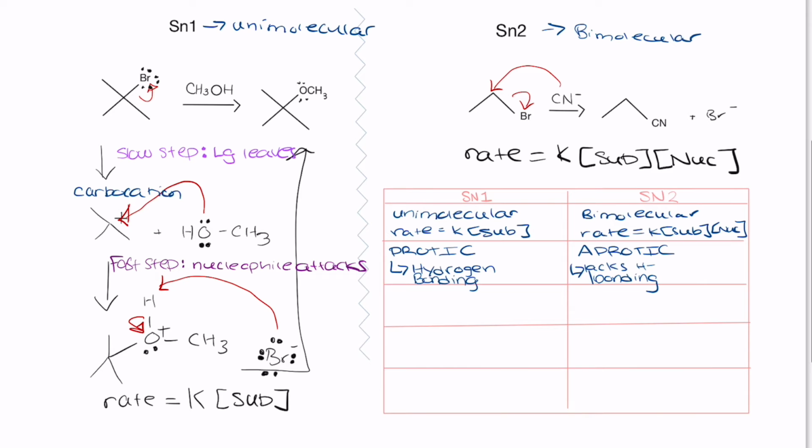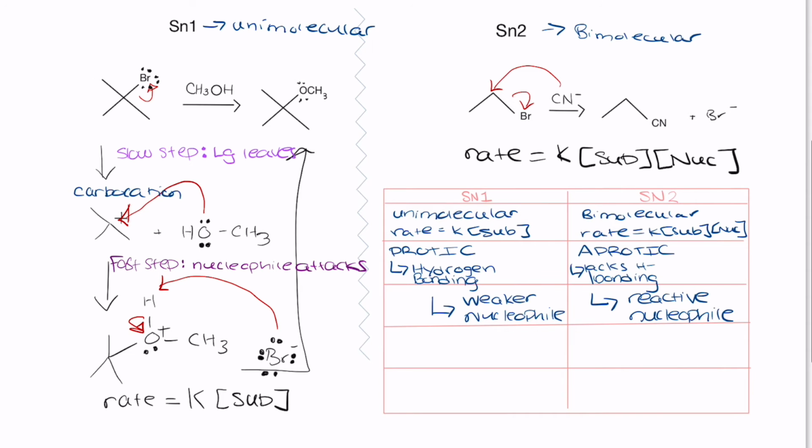And if we think about hydrogen bonding, does that make a nucleophile more reactive or more stable? What do we know about hydrogen bonding? We know that hydrogen bonding would make a nucleophile more stable. So we would say that this gives rise to a weaker nucleophile, because that nucleophile is going to be more stable. Whereas an aprotic solvent that lacks hydrogen bonding is going to give rise to a more reactive nucleophile.